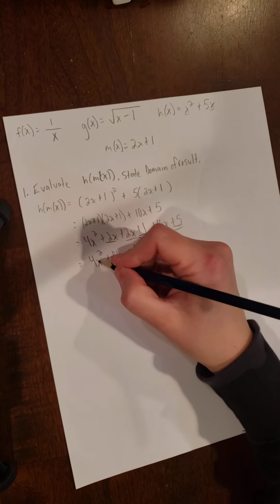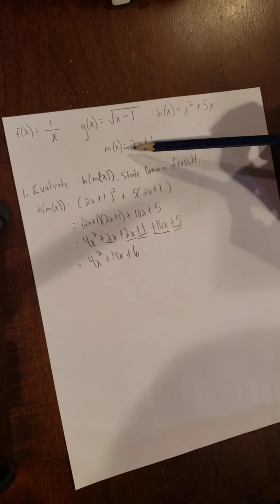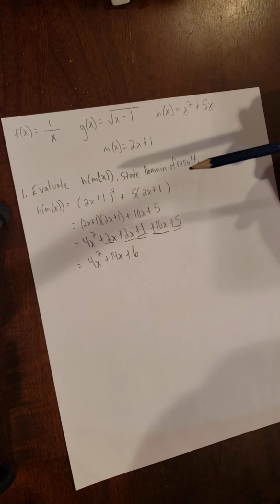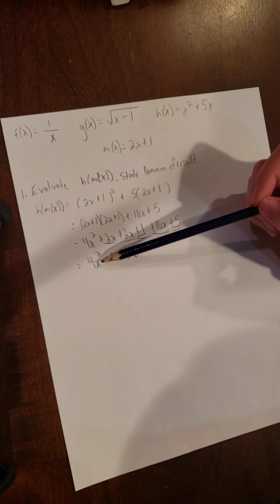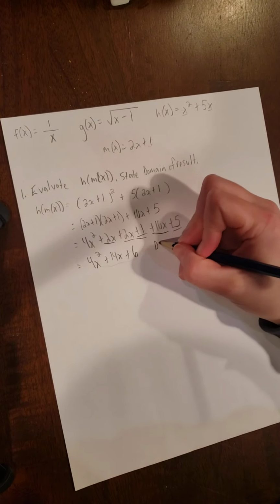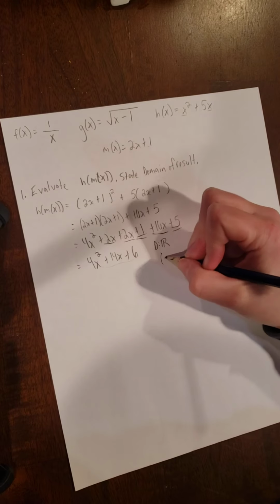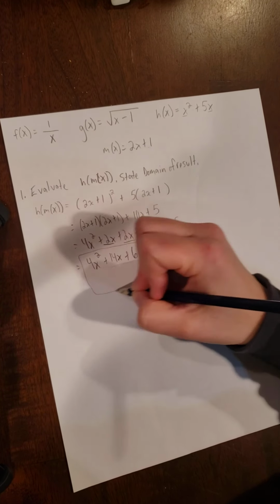And now we have to state the domain of this newly composed function. So we look at our inner function, m of x, 2x plus 1, no domain restrictions. Now look at your newly composed function, h of m of x, no new domain restrictions. So the domain here is all real numbers. In interval notation, you can plug in from negative infinity to infinity.